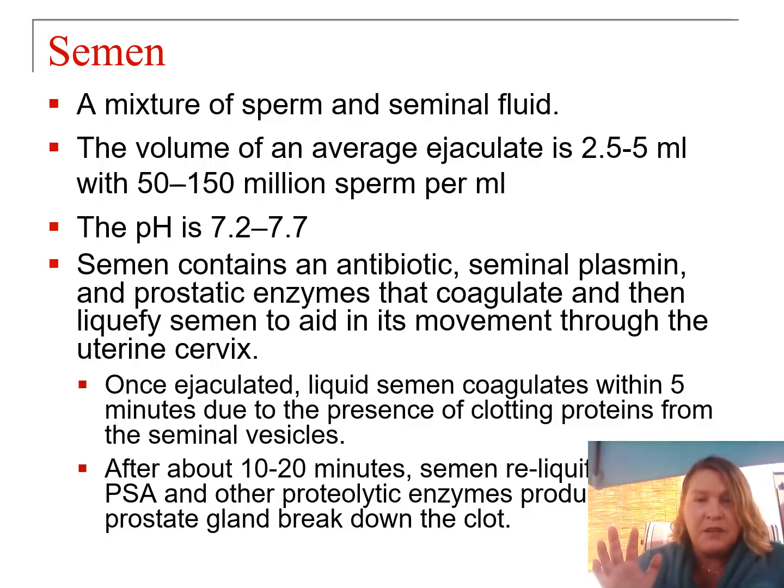It's a mixture of sperm and seminal fluid, and the volume of ejaculate is about 2.5 to 5 mL, with a crazy amount per mL, 50 to 150 million sperm. pH is between 7.2 and 7.7. It contains all sorts of stuff. We already learned about that. Antibiotic seminal plasmin, prostatic enzymes, coagulate and then liquefy. And the reason it coagulates and liquefies is to aid in its movement through the uterine cervix. Again, which we'll touch on in the female reproductive system and during fertilization.